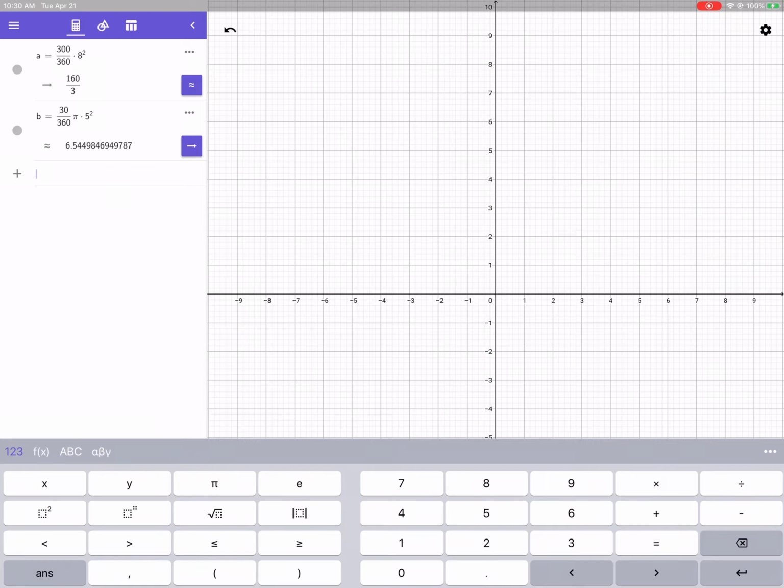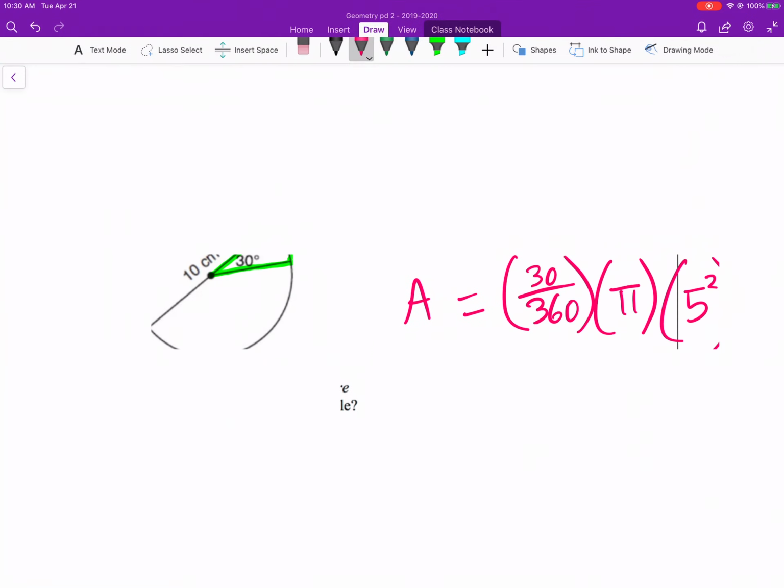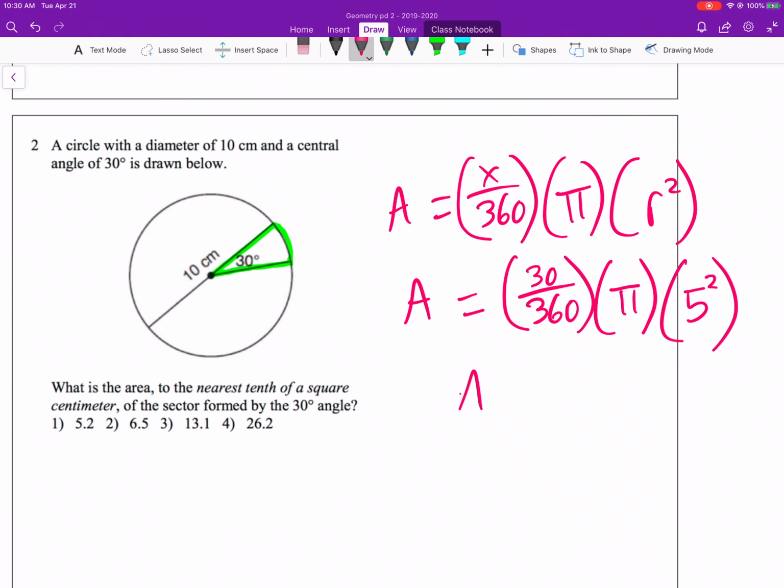And we get 6.5 and change. Which would be, you can see, choice 2. Alright.